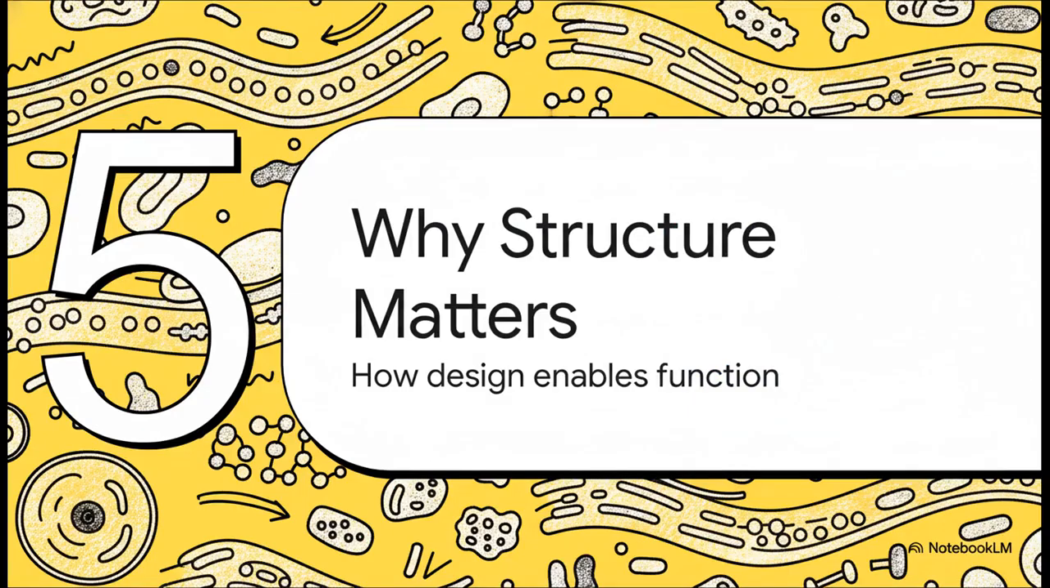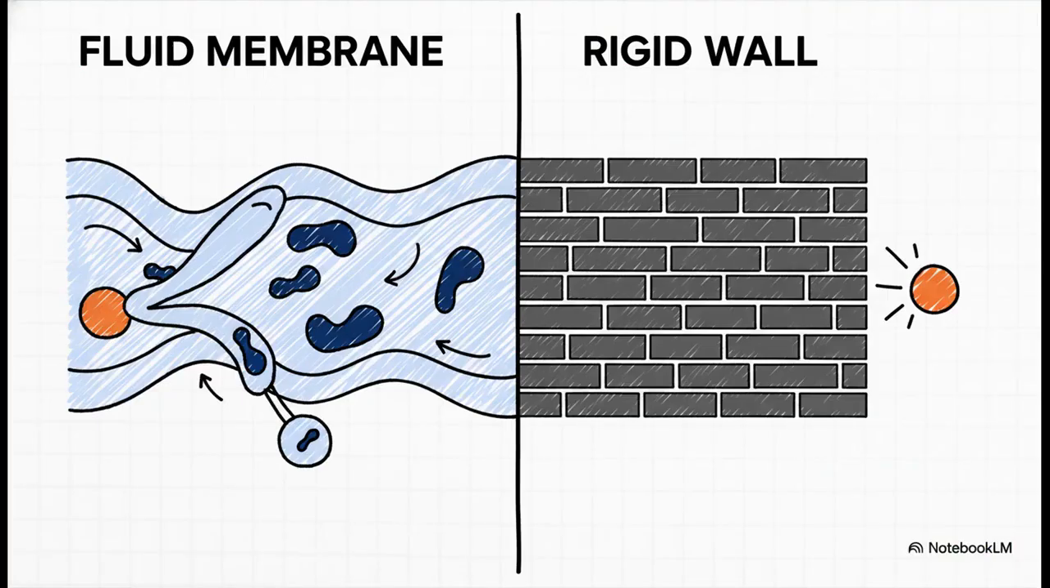And that brings us to our final and honestly our most important section. Why does any of this matter? Why is it so important that the membrane is a fluid mosaic? How does this specific design actually make life possible? Here's the number one thing to take away.